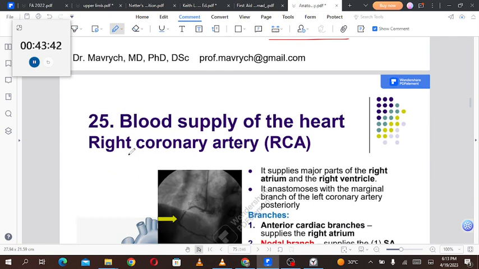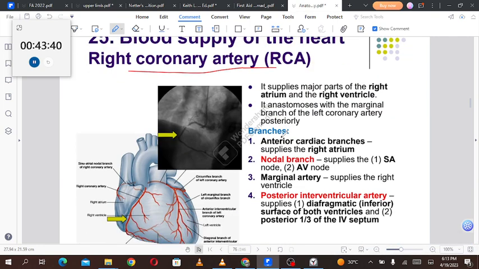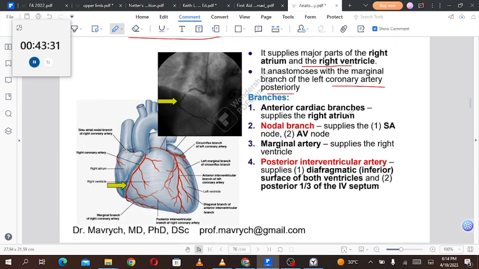What is the blood supply of the heart? Right coronary artery. The right coronary artery supplies the major part of the right atrium and the right ventricle. It anastomoses with the marginal branch of the left coronary artery posteriorly. Branches: anterior cardiac branches supply the right atrium.